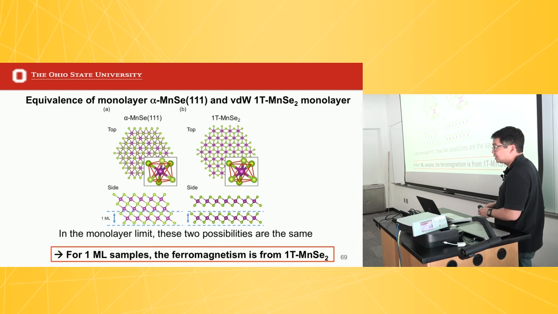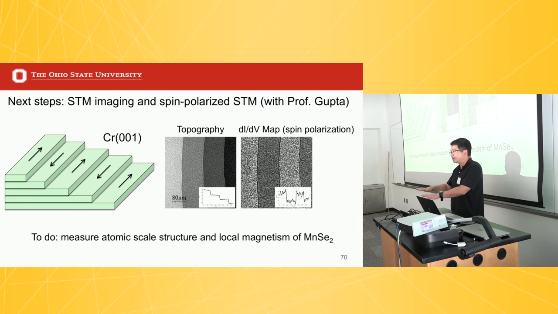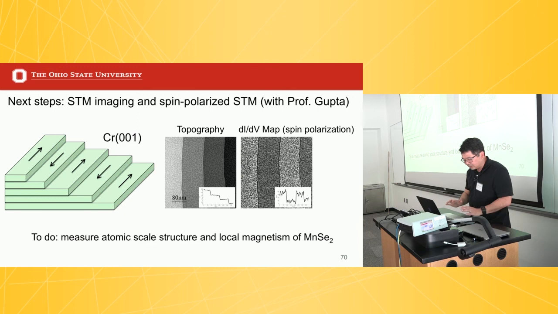Okay, so the next steps are very exciting steps. It's to try to grow these monolayers on some substrates and actually use an STM. You just go in with a spin polarized tip, so like a magnetic tip. In this case, the tip is chromium. Chromium is the most popular tip because it's an anti-ferromagnet, but it's still spin polarized. Okay, and we've just been able to very recently, in collaboration with Jay Gupta's group at Ohio State.